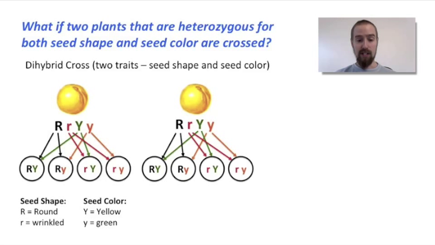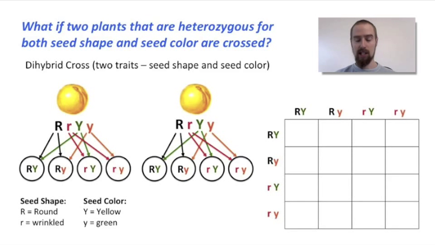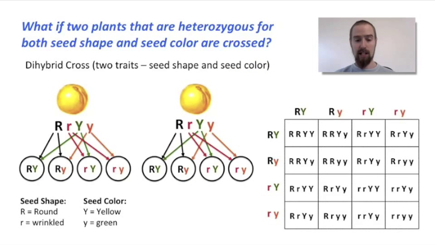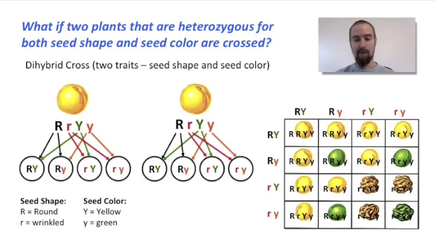This time, if we set up our Punnett square with one parent's possible gametes along the top, and the other parent's possible gametes along the side, we see that there are still 16 possible combinations, but unlike last time, these possible combinations do not all result in the same phenotypic outcome. Our offspring look pretty different than one another.